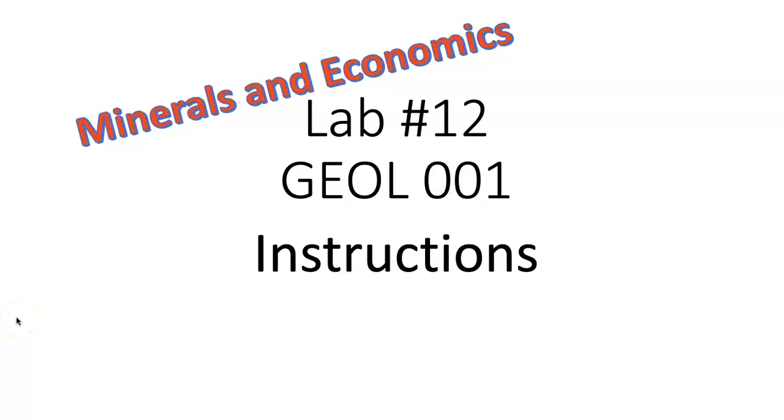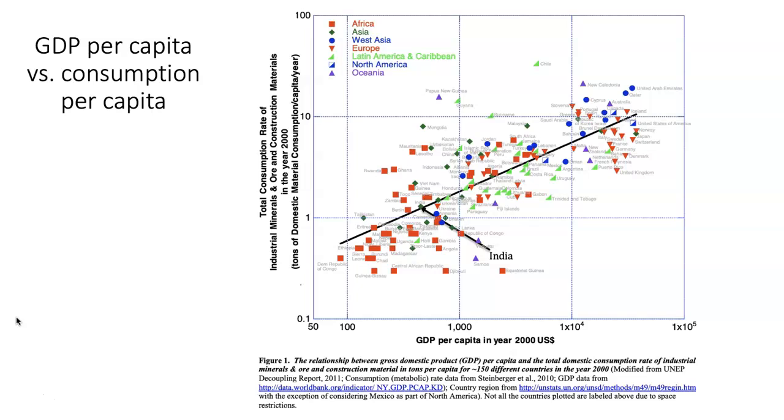Here are instructions for lab number 12, Minerals and Economics. The first thing you need to do is understand this diagram. This is a plot showing GDP, which is gross domestic product per capita, versus consumption per capita. So what do these different things mean?